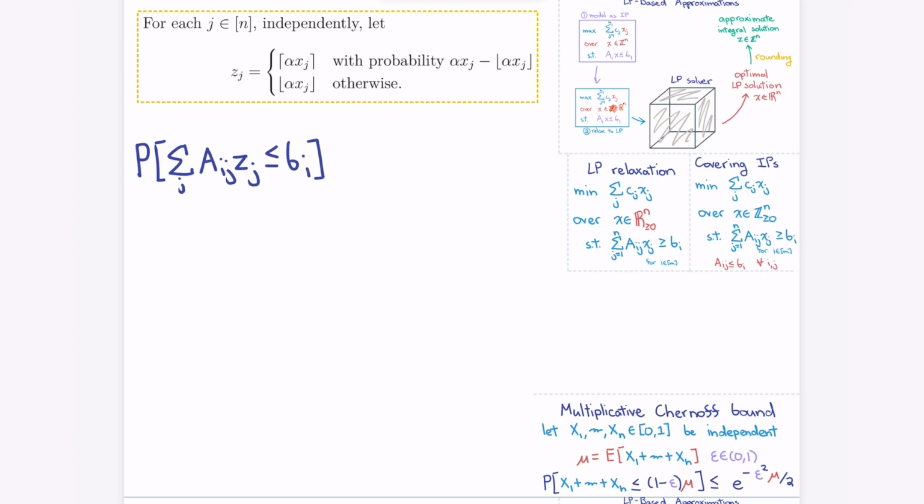We can try to use the Chernoff bound. Each of those aij's are at most bi, so they're bounded, right? In fact, you can imagine dividing everything by bi, in which case these are all at most 1, and this is equal to 1. So we can scale down.